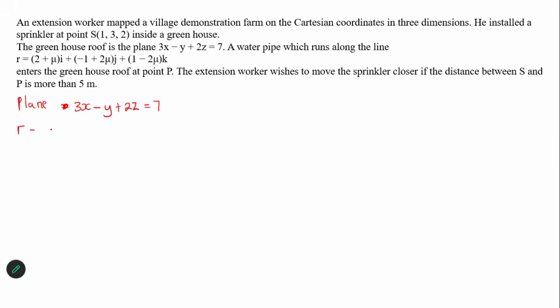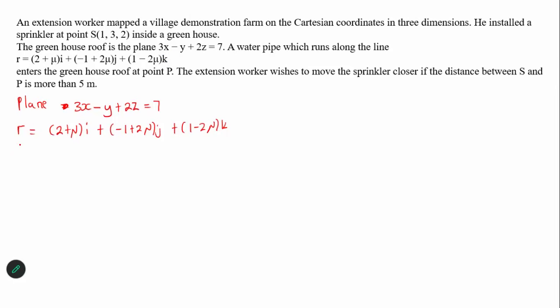We have our line, which is 2 plus mu i plus negative 1 plus 2 mu of j, then plus 1 minus the 2 mu k. Now this is the line. This is the pipeline that is passing through the roof. The roof is here. So you are going to ask yourself, where is the roof and this line, the pipe, meeting? Where is their meeting point? So in other words, you are finding the point of intersection of a plane and a line. So how are you going to obtain that particular point?